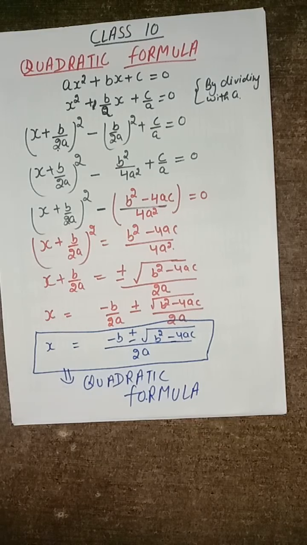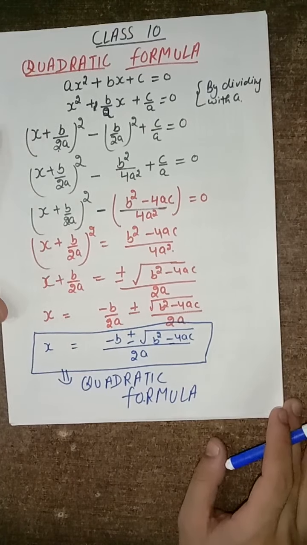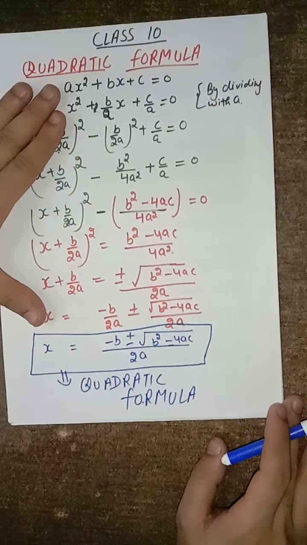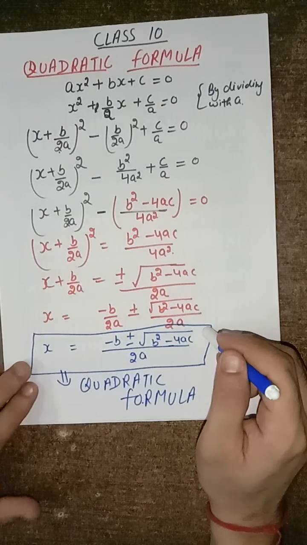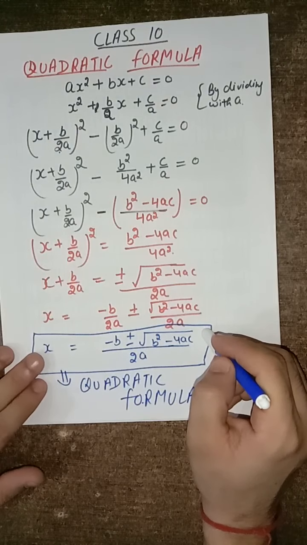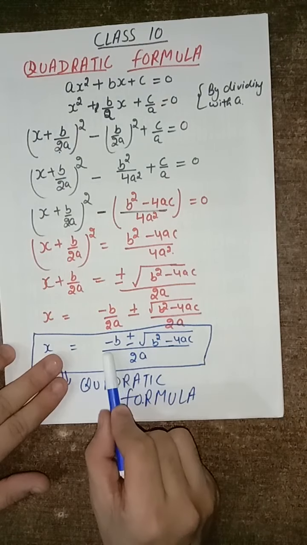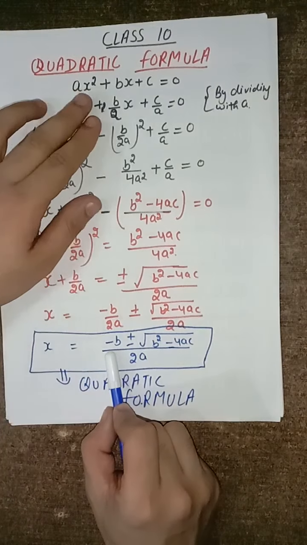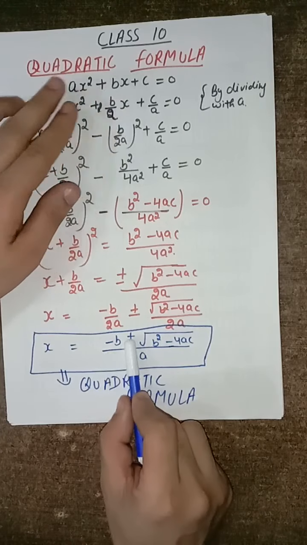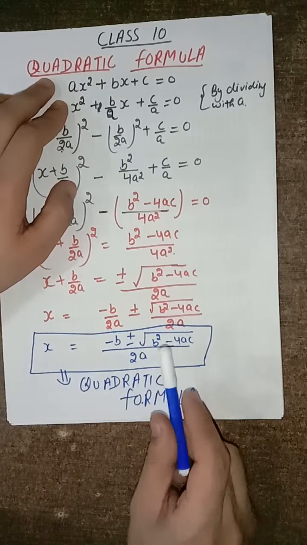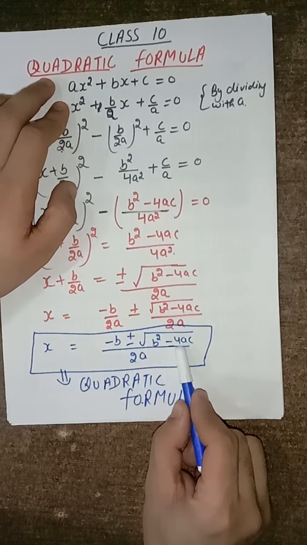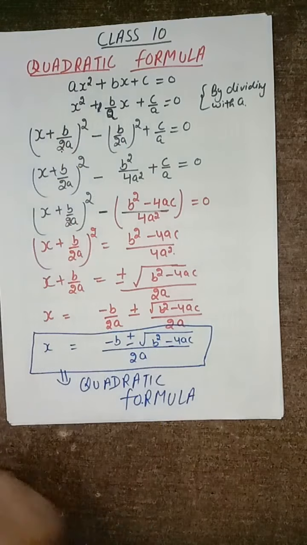Now you don't need to learn these steps. You only learn this quadratic formula, which is x equals minus b, meaning the negative coefficient of x, plus minus square root of b square minus 4ac, divided by 2a.